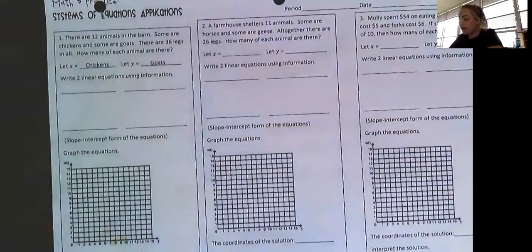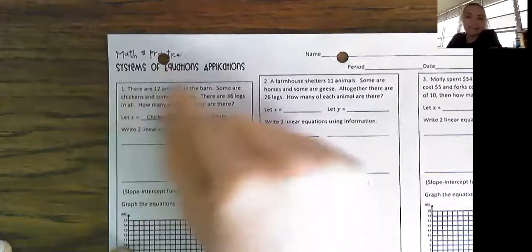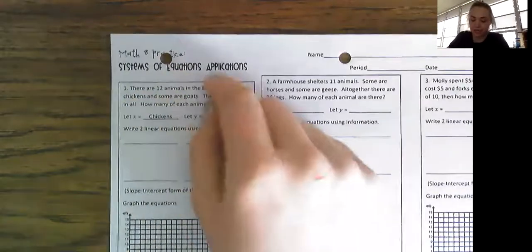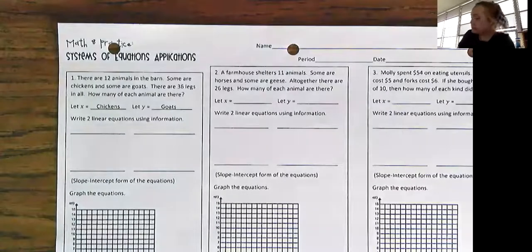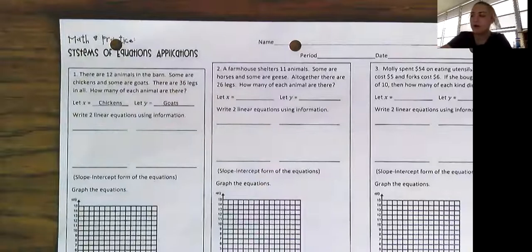Hey, 8th graders. All right, we are on pages 55 and 56 from your math binder. It is called Math 8 Practice, System of Equations, Applications. So we are going to do problem number 1 together, and then I'm going to have you try a couple more on your own before I let you try a lot more on your own.